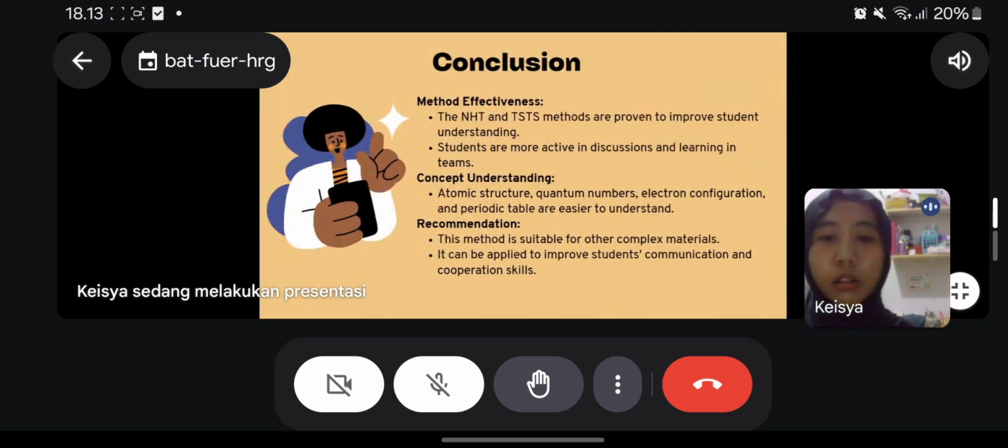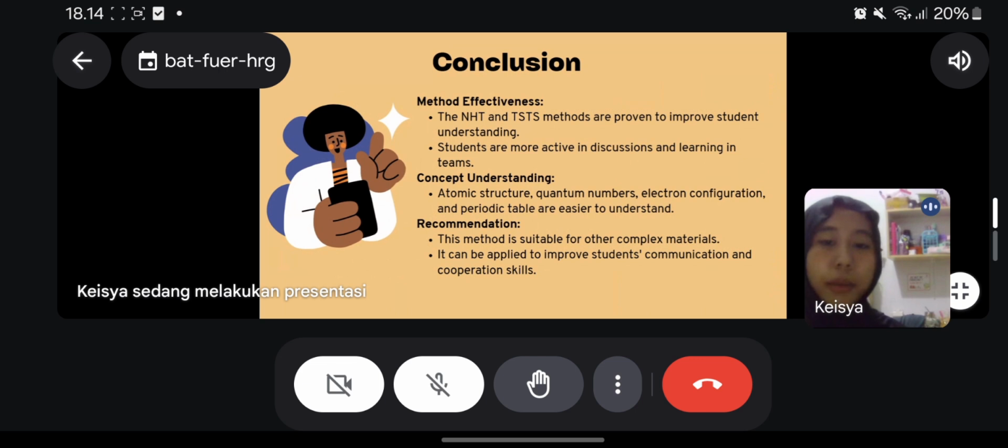From this journal, we can conclude several things. First, the NHT and TSTS methods are proven effective in improving students' understanding of atomic structure and periodic table materials. This method encourages active interaction between students so that they can learn from their mistakes and improve their understanding. Second, complex concepts such as quantum numbers and electron configuration can be explained more easily through this cooperative approach. Third, the application of this method not only improves students' conceptual understanding, but also their communication and teamwork skills.